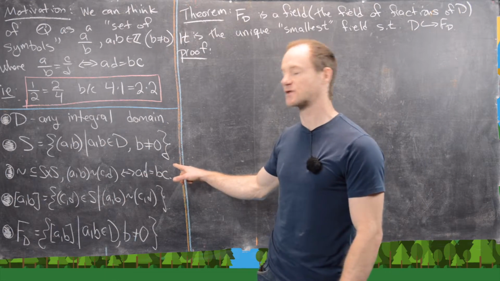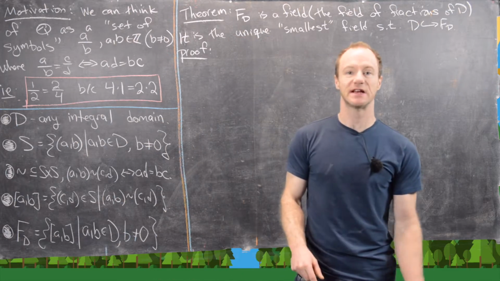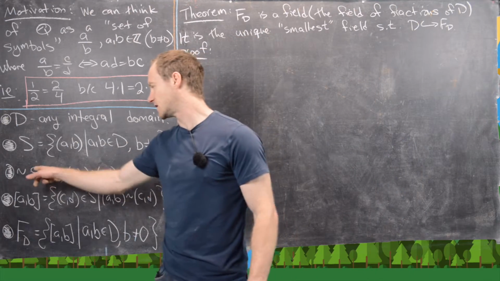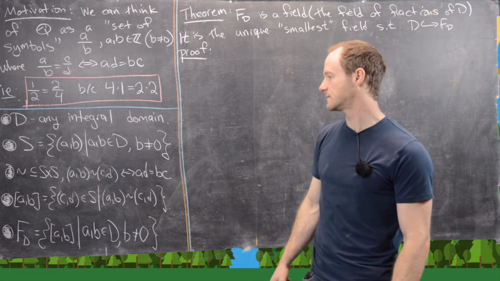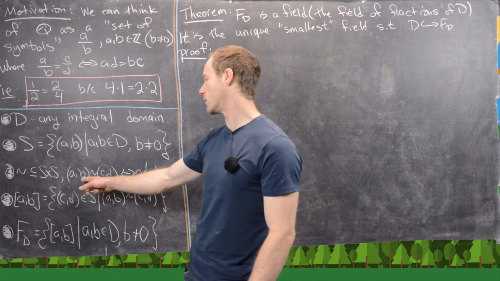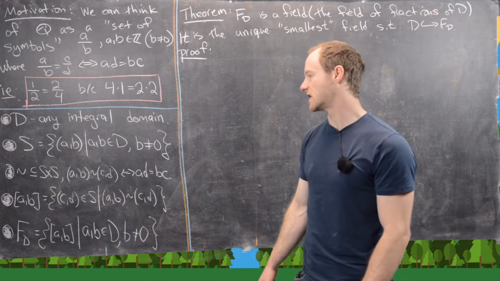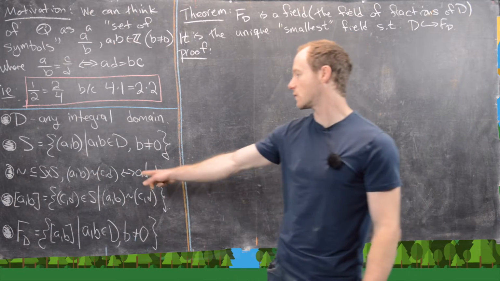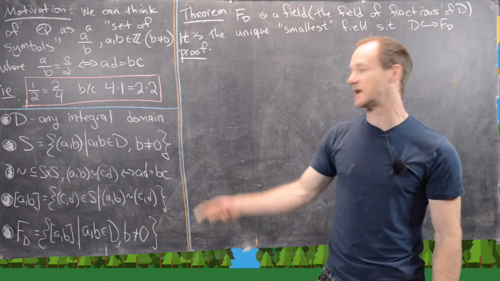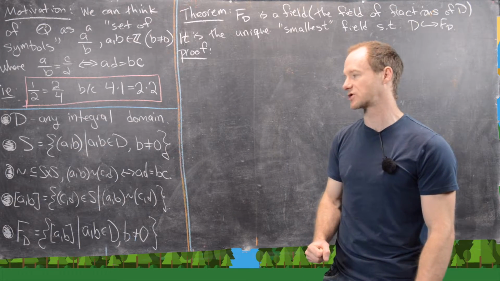And then we've got this relation on S. Remember, relations are subsets of the cross product, so I put this tilde as a subset of S cross S. That just means that it's a relation. And then it's defined in the following way. (A, B) is related to (C, D), in other words (A, B) tilde (C, D), if and only if AD equals BC. Again, we're taking inspiration from what's happening up here in the rational numbers.